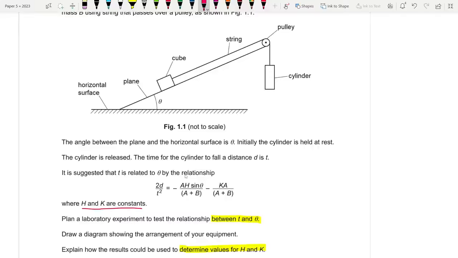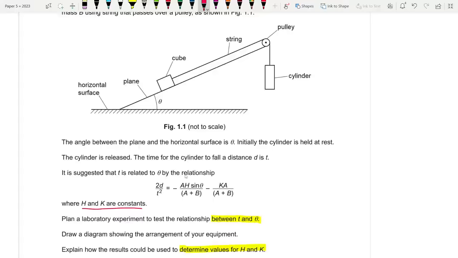And for time, since it's a very fast moving object, we should use light gates connected to a data logger or a timer to measure t. The problem with using a stopwatch is that the percentage error increases. So yes, you could use a stopwatch, it's accepted in the mark scheme, but honestly using light gates connected to a timer is a much better option.